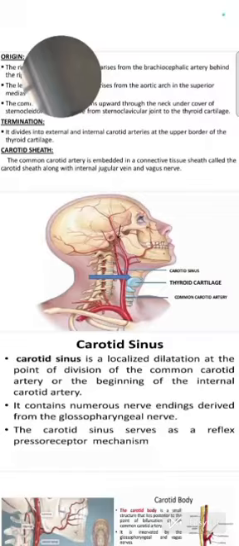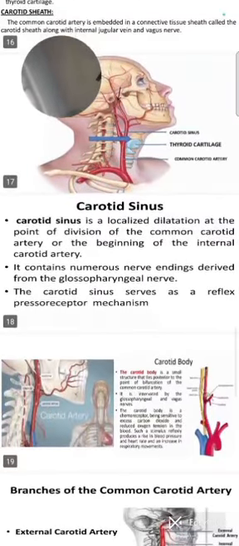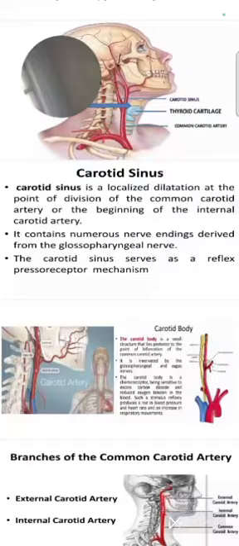So the common carotid artery is embedded in a connective tissue sheath called the carotid sheath. Along with this, the internal jugular vein and vagus nerve run. So this is one special feature. And the second one is the carotid sinus. The carotid sinus is a small localized dilatation at the point of division of the common carotid artery or at the beginning of the internal carotid artery.